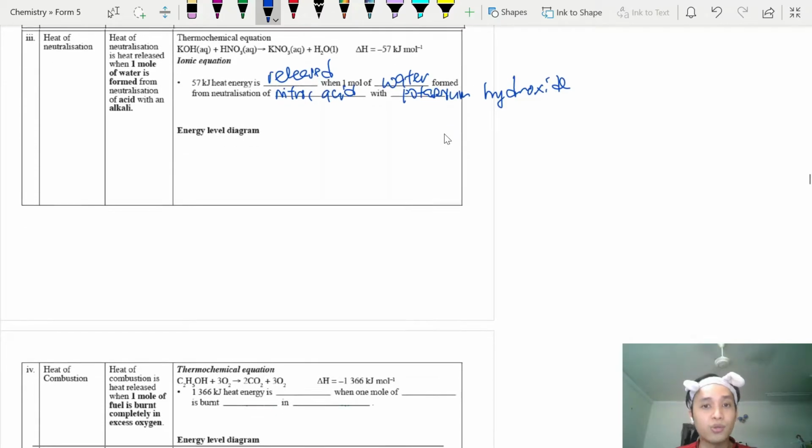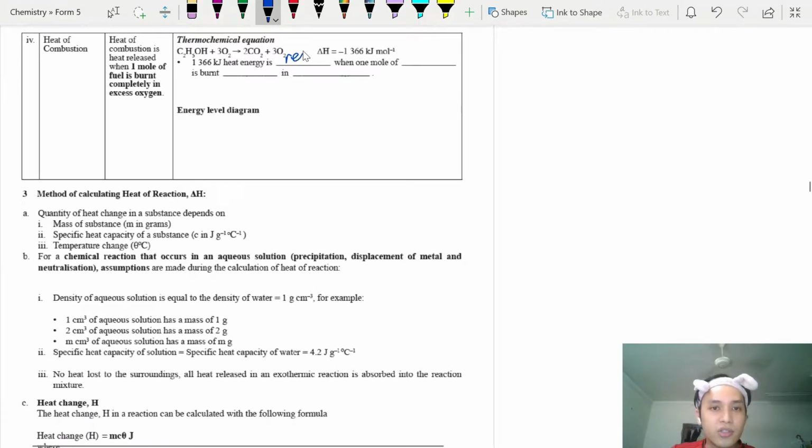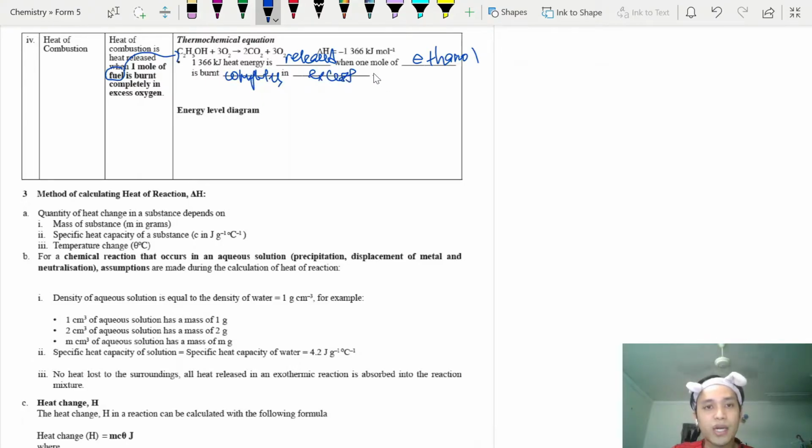Okay, so I'm just showing you how you should write your definition. If it's combustion, heat energy is released when 1 mole of fuel, right? Fuel here meaning this one. So you need to know your carbon compounds, division of your carbon compound. So the functional group here is OH, so this is an alcohol. So a 2 carbon alcohol is ethanol. It's burned completely in excess oxygen. You must put the word excess in.